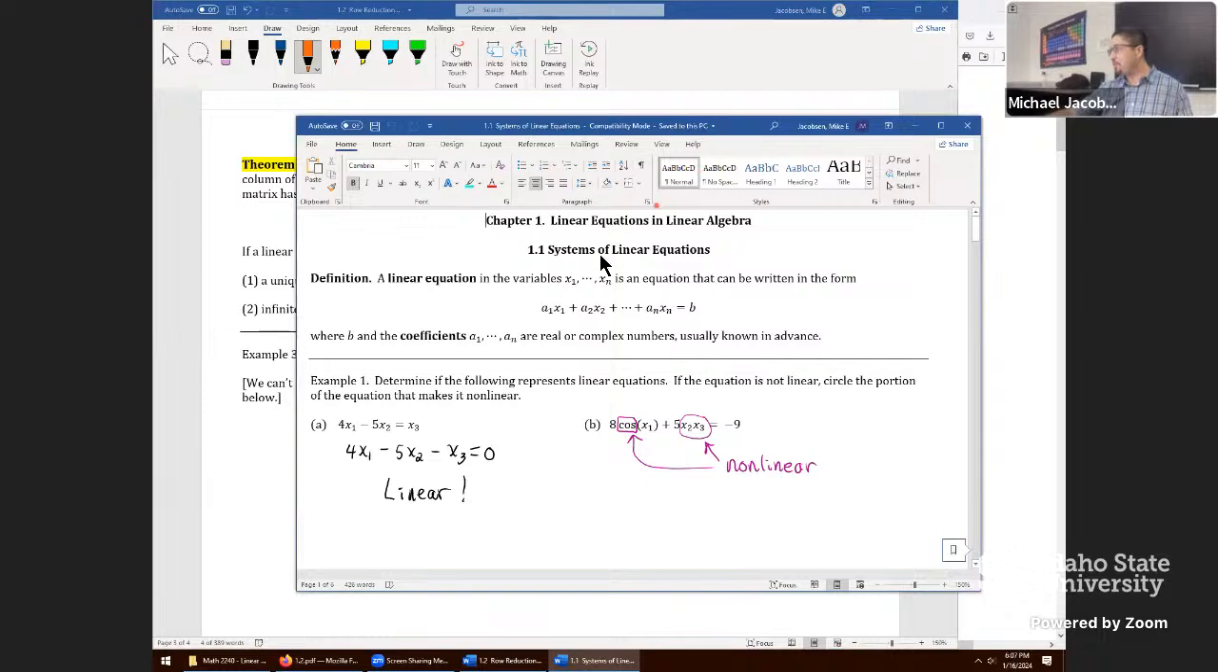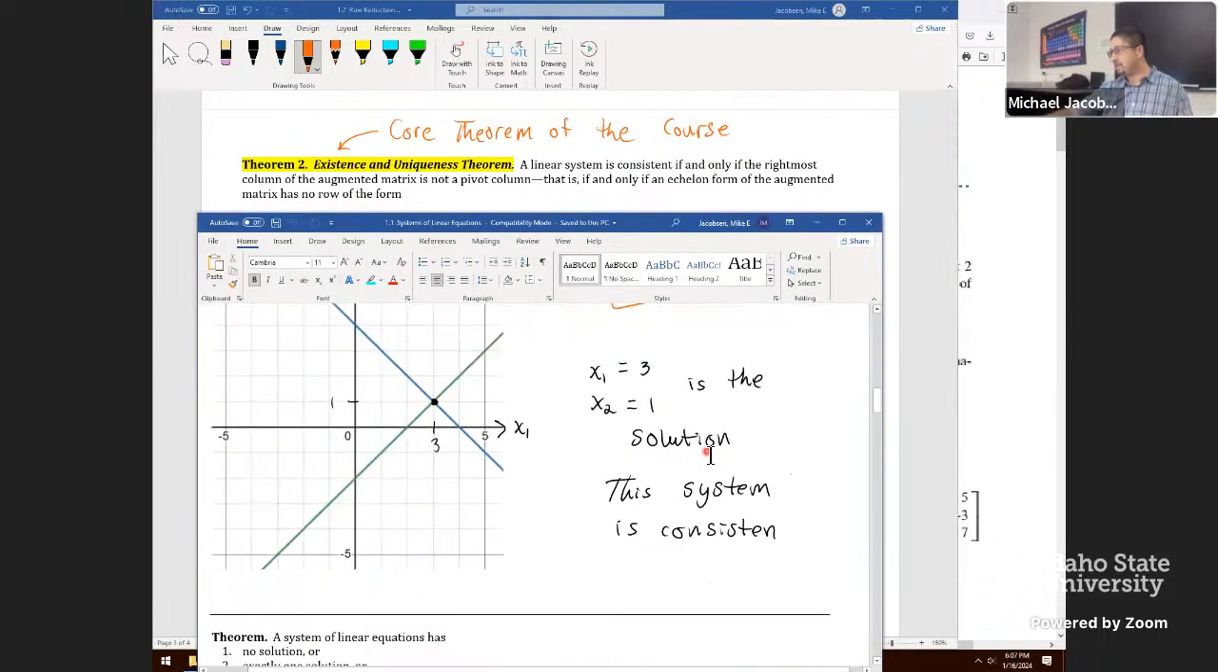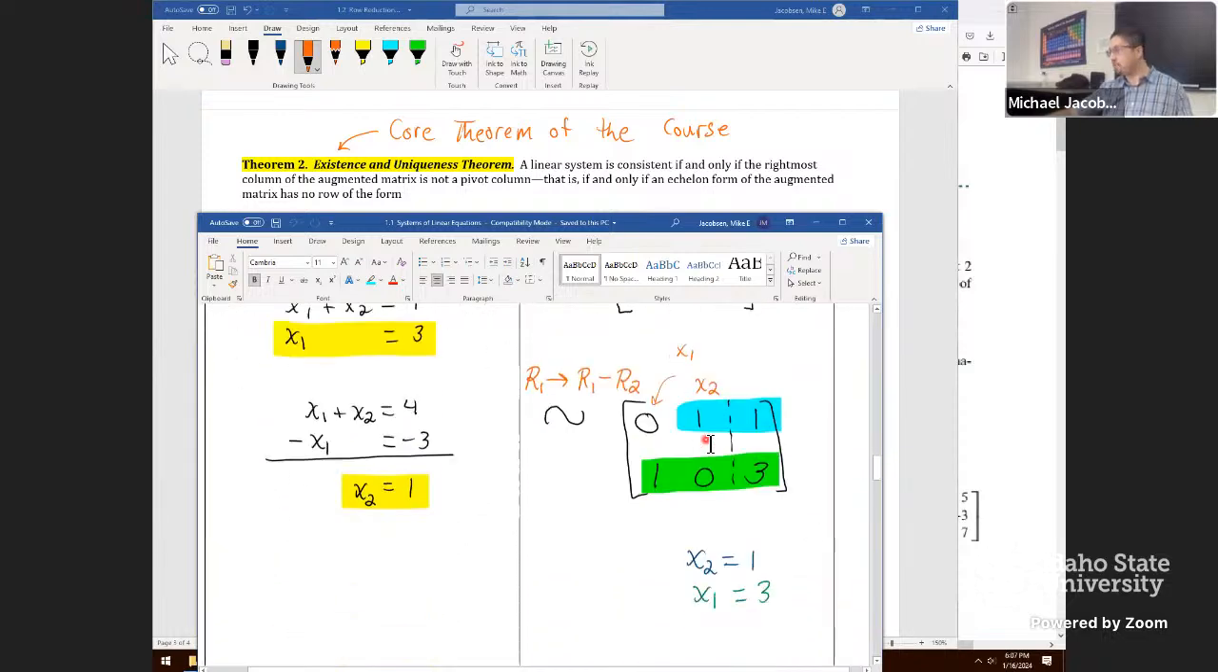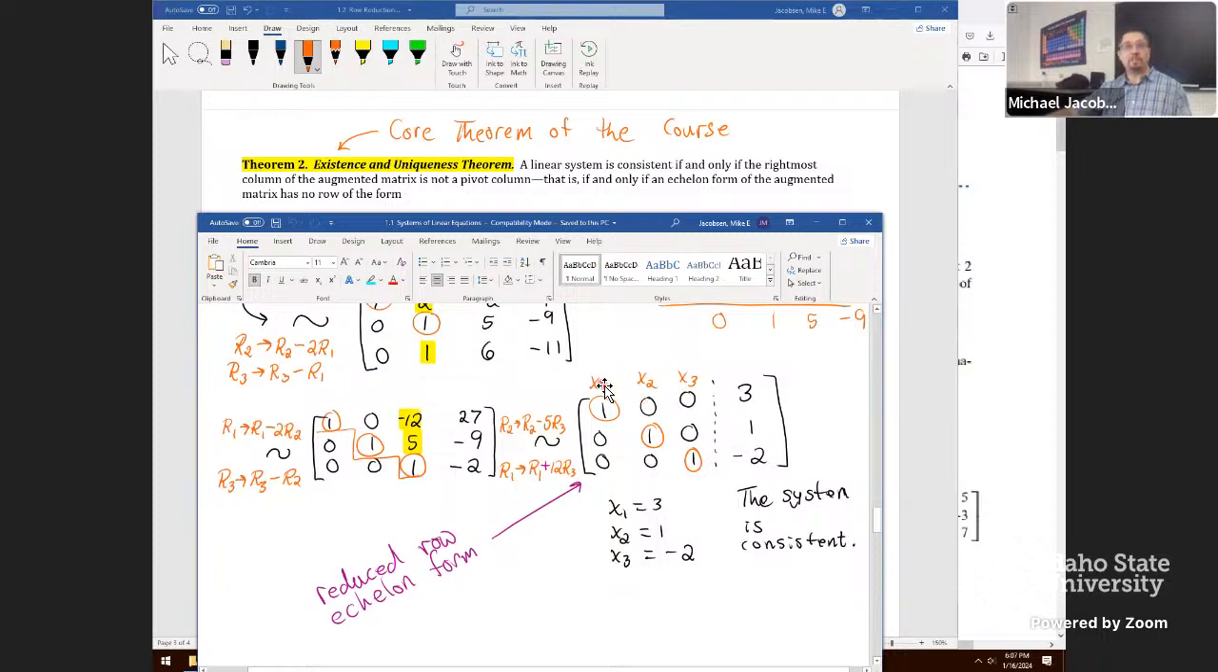Let's take a look at 1.1. Just compare that statement. We reduced a couple things, and here's one thing we reduced. We have a pivot column in column 1, column 2, column 3. We ended up with a nice matrix here consisting of only zeros, and we were able to read out the solution. It was definitely consistent.